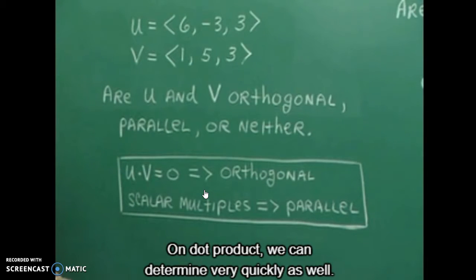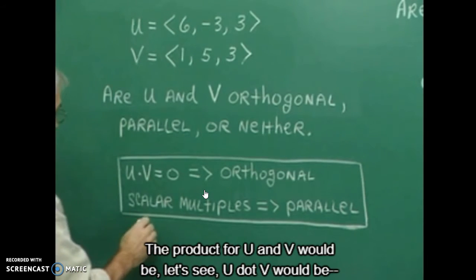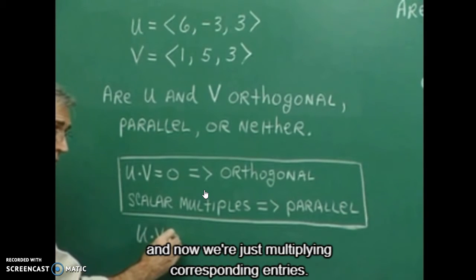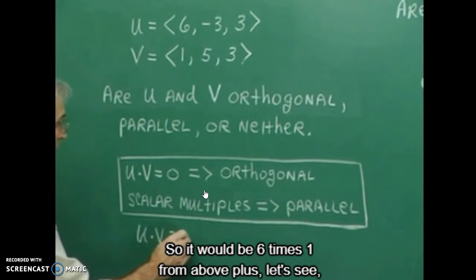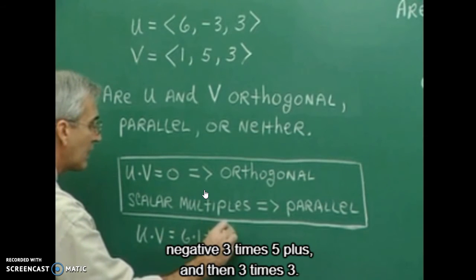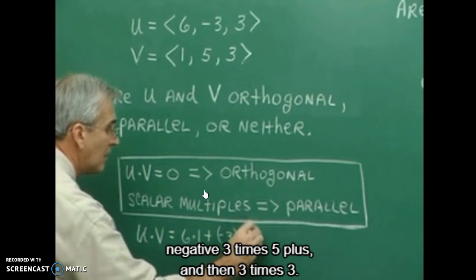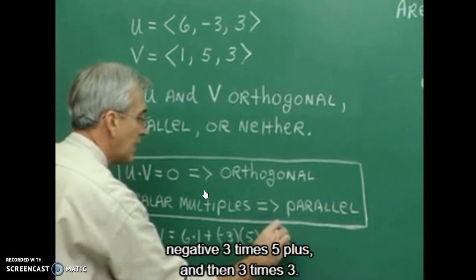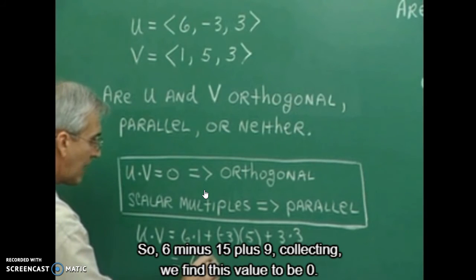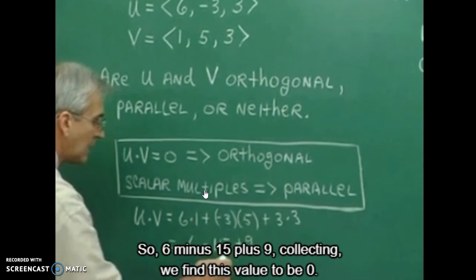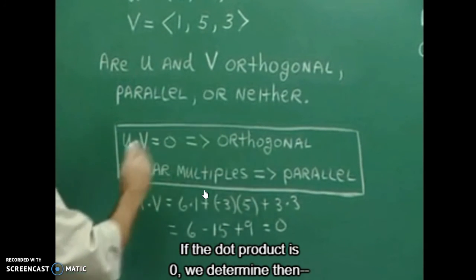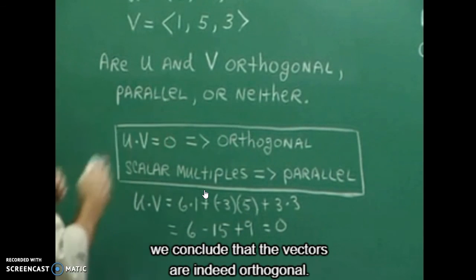And so we don't have this scalar multiple idea going on between the vectors. Now, the dot product we can determine very quickly as well. u dot v would be, and now we're just multiplying corresponding entries, so it would be 6 times 1 from above plus negative 3 times 5 plus 3 times 3. So 6 minus 15 plus 9. Collecting, we find this value to be 0. If the dot product is 0, we conclude that the vectors are indeed orthogonal.